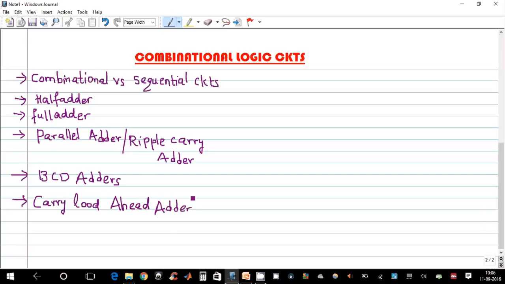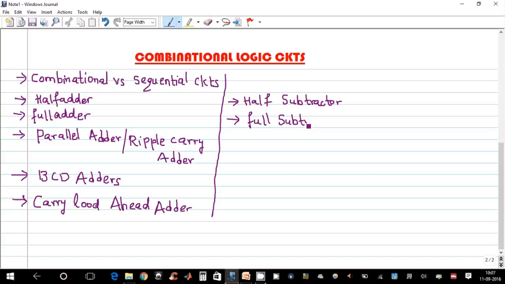So these are the topics that we'll be discussing today, and in the subsequent sections we will be covering the remaining topics. Those are everything related to subtractors. So that is half subtractor, and similarly there is something called full subtractor. And similarly the parallel subtractor.